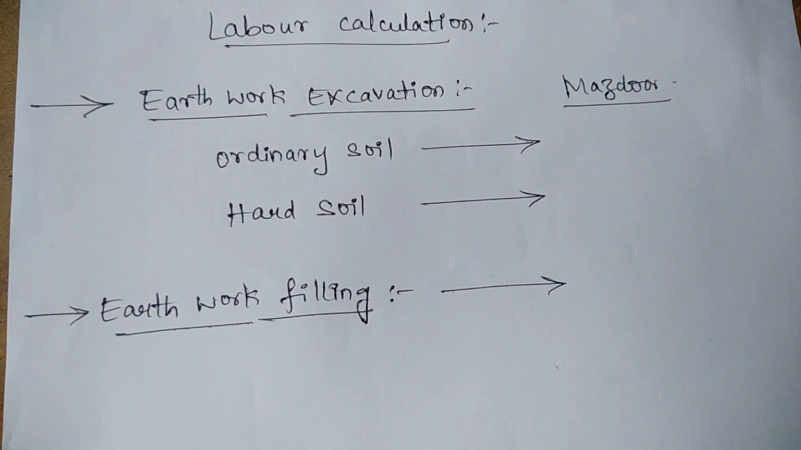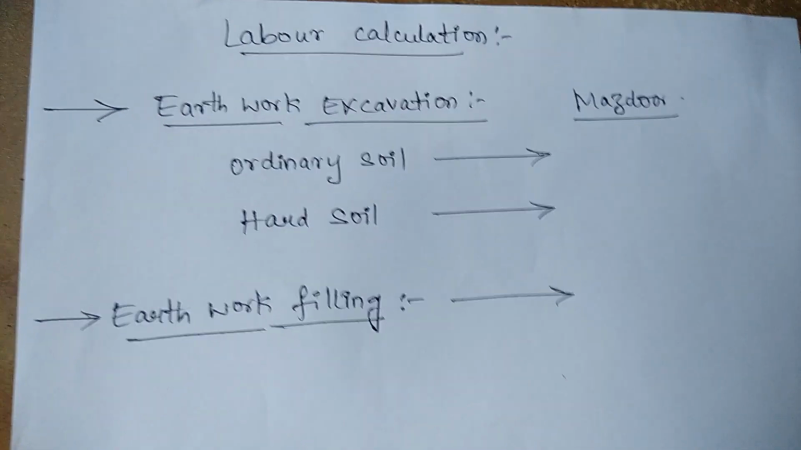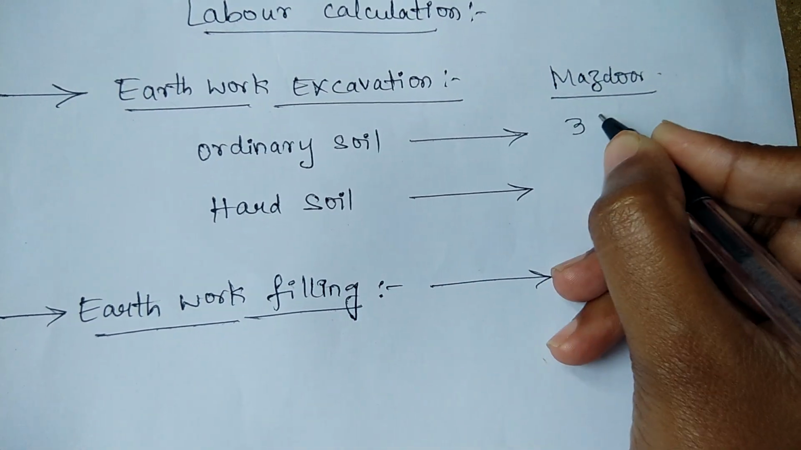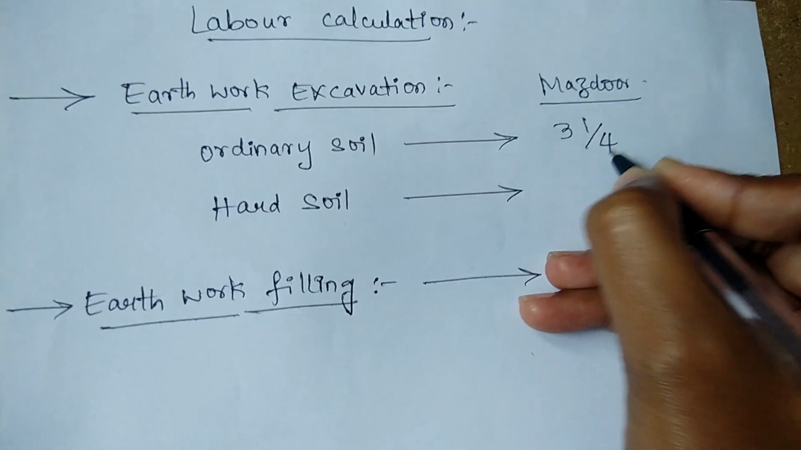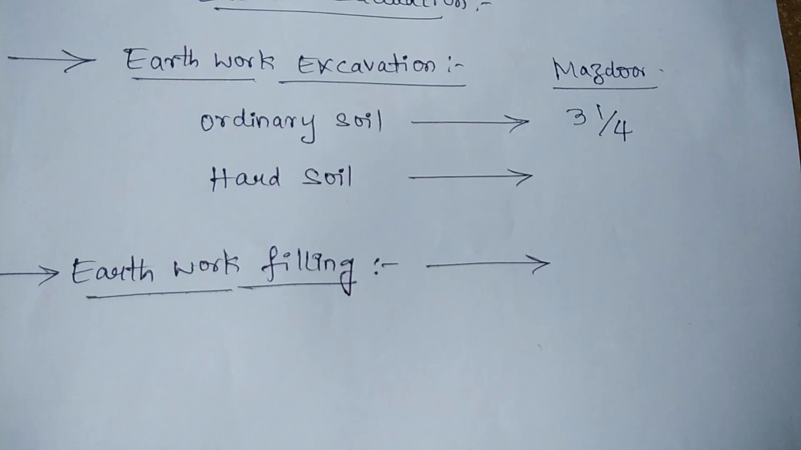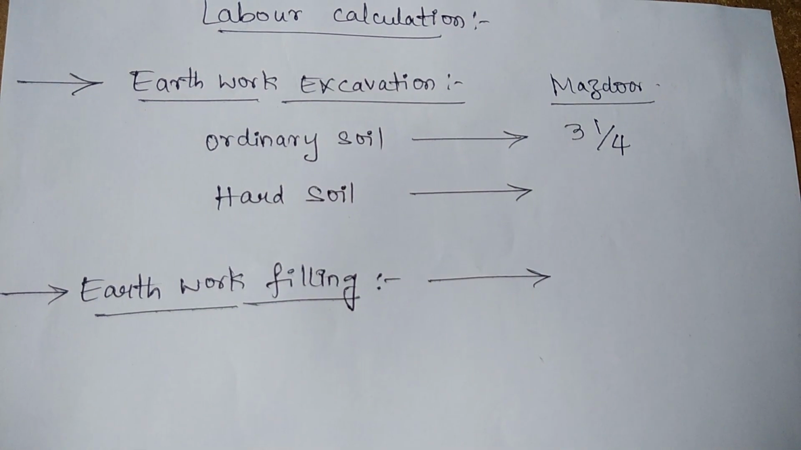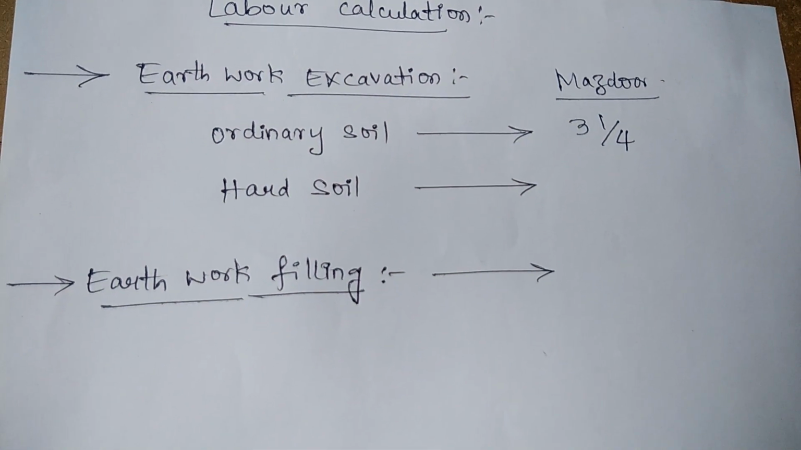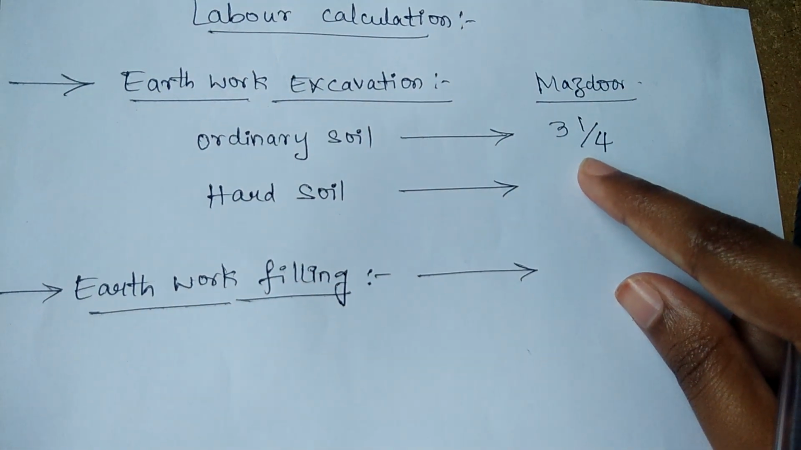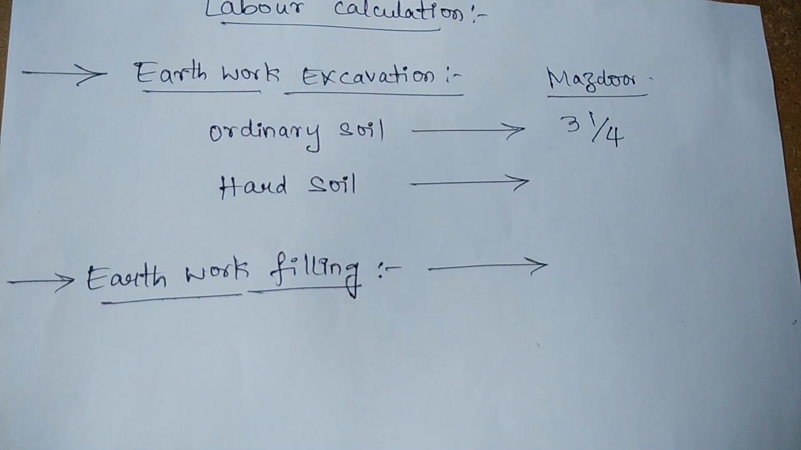Here the type of labor required for the earthwork excavation is Mazdoor. Hence the quantity of the earthwork excavation for the ordinary soil is 3/1/4. Then the quantity of the labor for the earthwork excavation in hard soil will be found out with the help of this value.